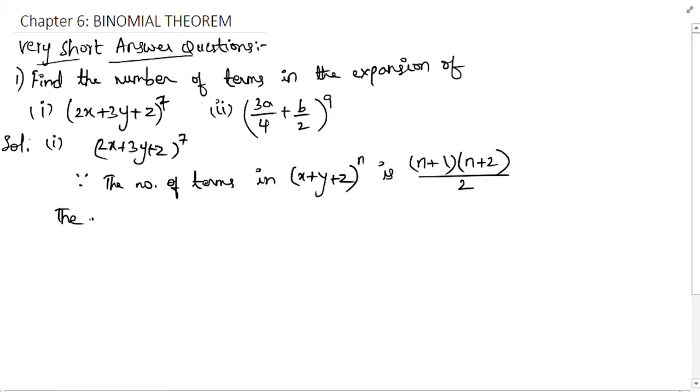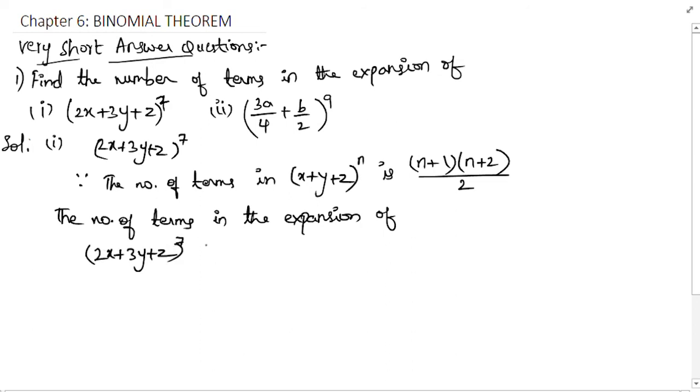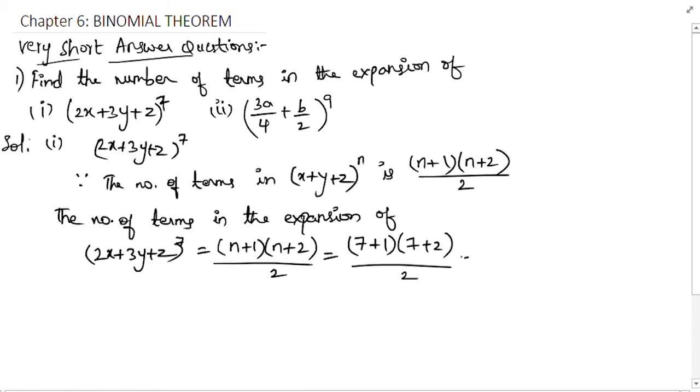So the number of terms in the expansion of (2x + 3y + z) whole power 7 can be written as (n + 1)(n + 2) by 2. That means (7 + 1)(7 + 2) by 2, which is equal to 4 into 9, that is 36. So 36 is our answer for the first bit.